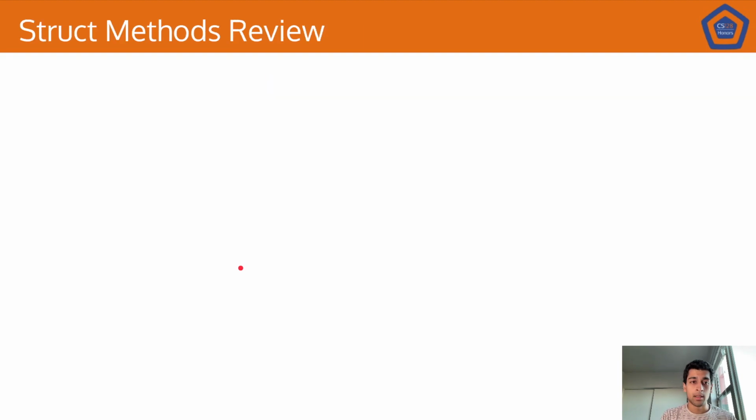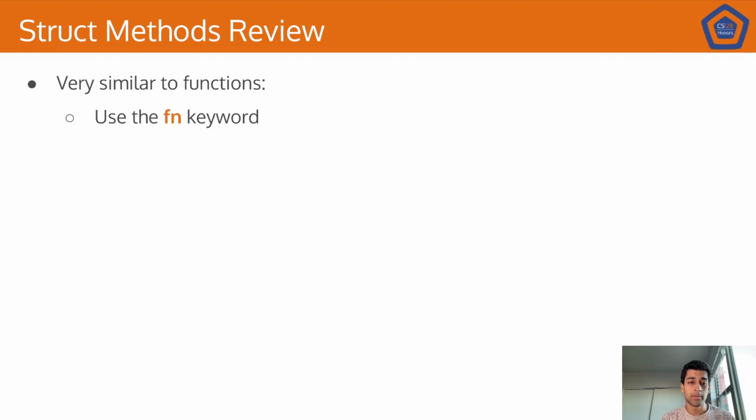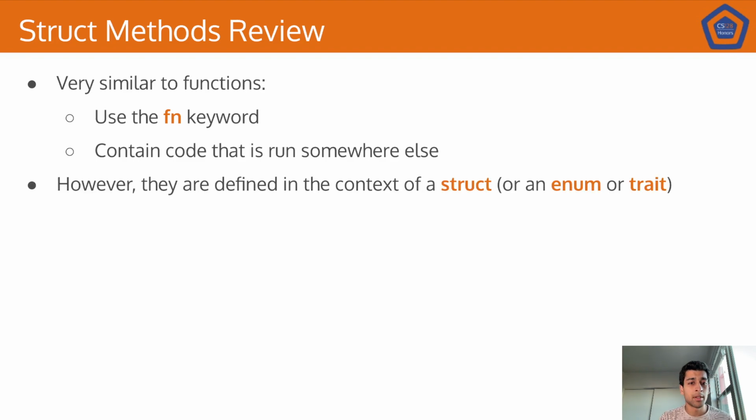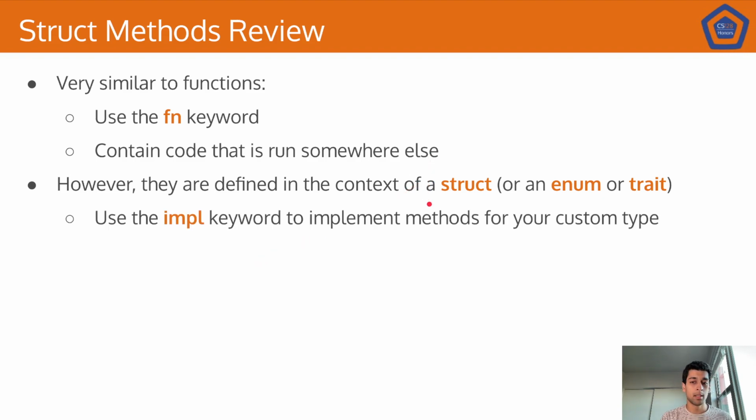Okay, on to reviewing structs. So struct methods are very, very similar to functions you've seen in previous lectures. Use the fn keyword to define them. Struct methods contain code that is run somewhere else, so they're just like any other function, but they're defined in the context of a struct. So when you define this struct method, you're given this instance of a struct that you can operate on. You'll use the impl keyword to implement the custom methods for your type. This impl block is sort of your method definition area.